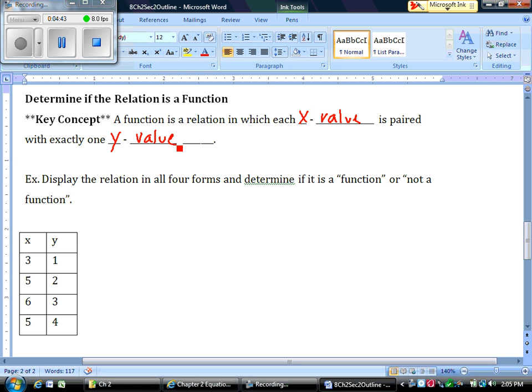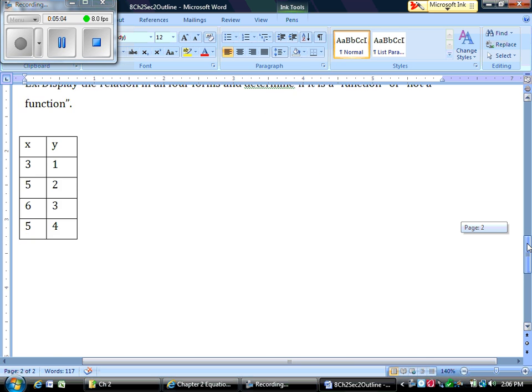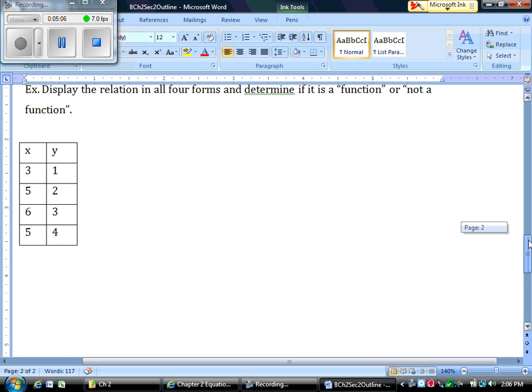Okay? So what you're going to be asked to do is make the relation in all 4 forms: the ordered pairs, the table, the mapping, and the graph, and then tell if it's a function or not a function. Do not write yes or no. That doesn't tell me anything. It's either function or not a function. Okay, and we're going to talk about what function and not a function looks like here in just a minute. Remember, it's every x value paired with exactly one y value.